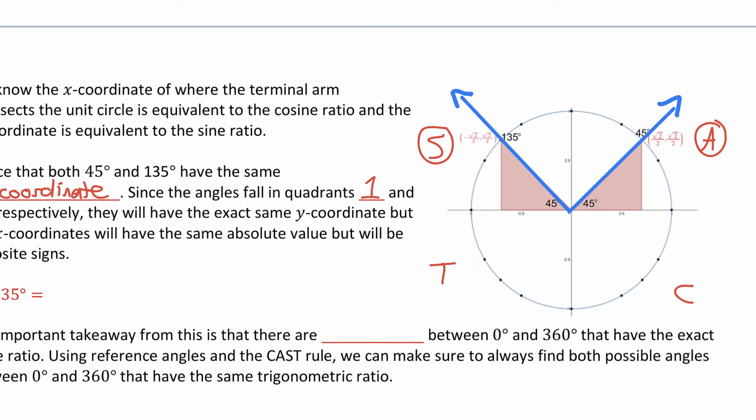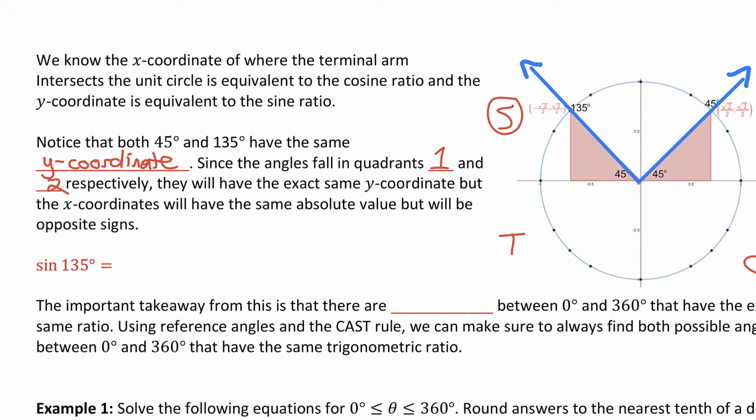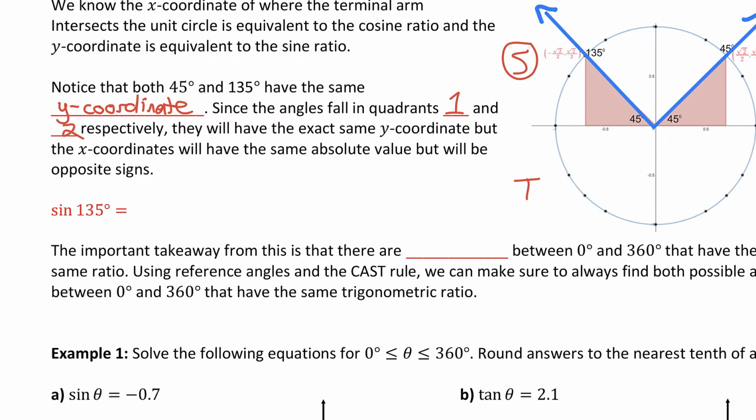So rotating 45 or 135 will get you to the same y-coordinate, meaning it'll be the same sine ratio. So sine of 135 is equal to sine of 45 degrees. They're both equal to each other. They're both equal to root 2 over 2.